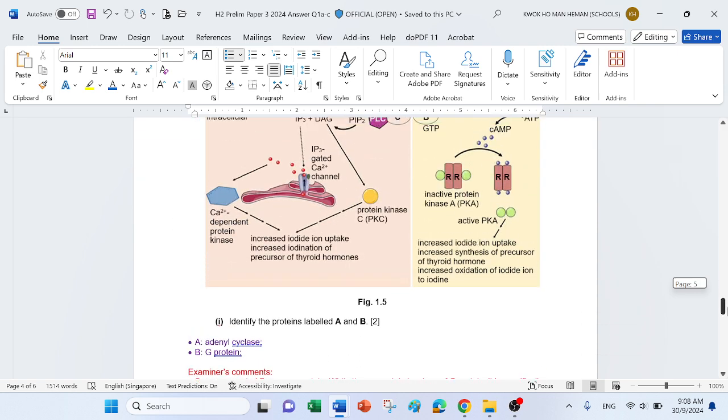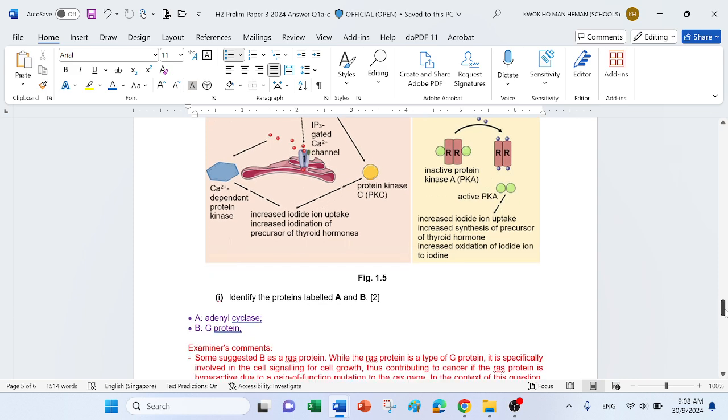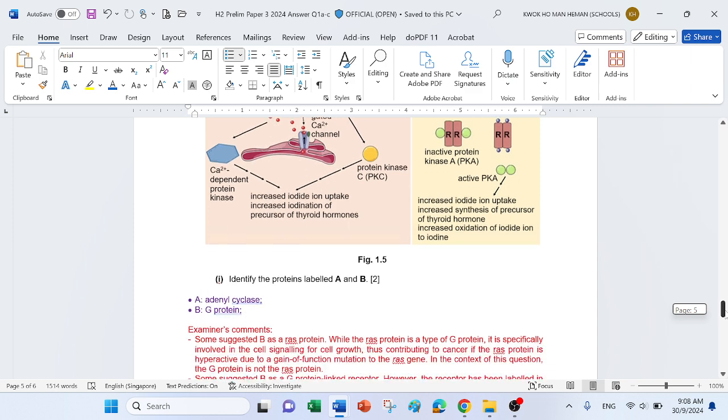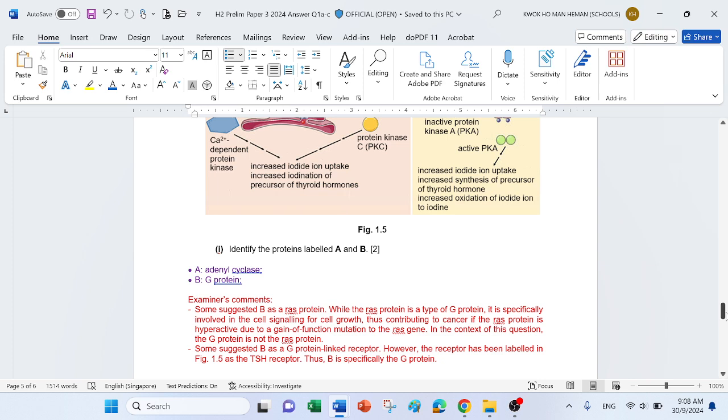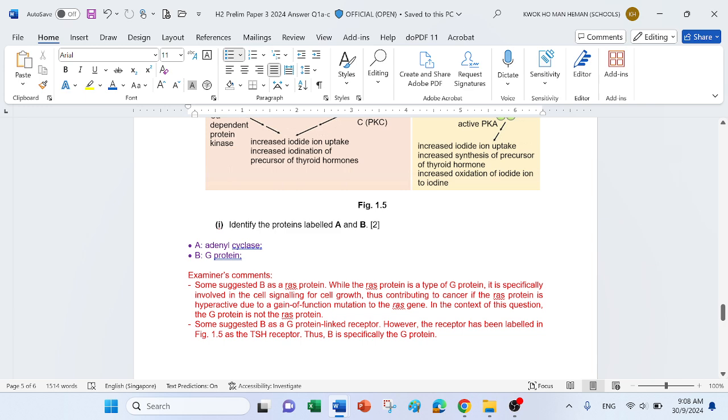Part C, looking at the diagram, A is our adenyl cyclase because it converts ATP to cAMP. And B, that is bound to GTP, B would be the G protein, or activated G protein, as some of you have mentioned. That is very good. For a few of you who mentioned that B is the Ras protein, please do look at the comments here. While Ras protein is a G protein, Ras protein is specifically the G protein that is involved in the signaling pathway for cell growth, for cell division.